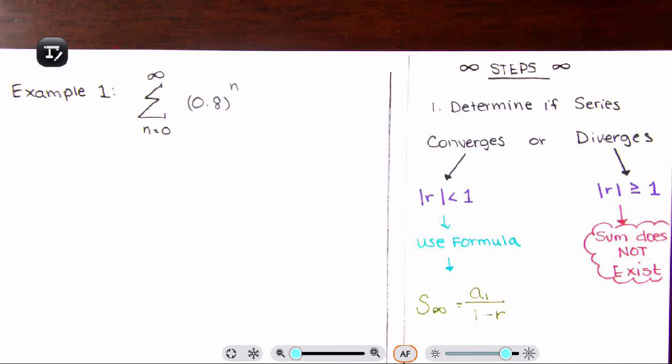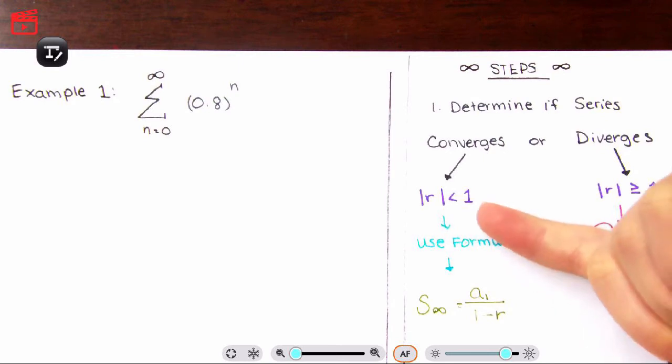You need to have your formulas. I have written out some steps. Now, there's only one step. You need to determine first if the series converges or diverges. We know it converges if the absolute value of the common ratio R is less than 1. We know the series diverges if the absolute value of the common ratio is equal to or greater than 1.